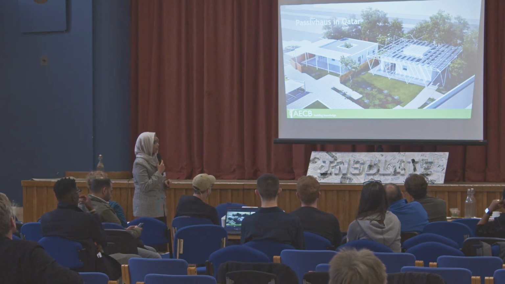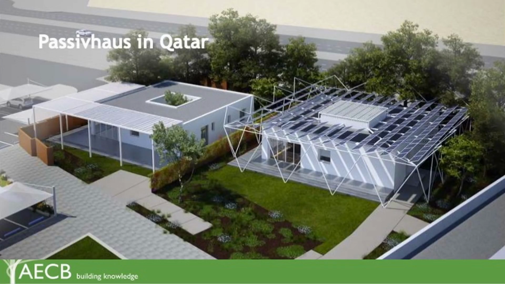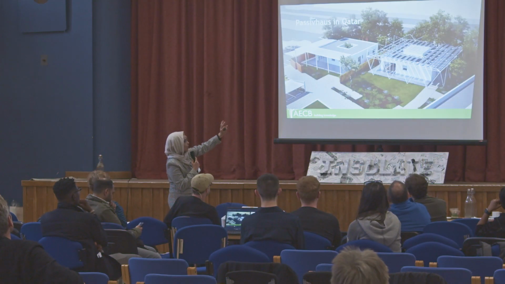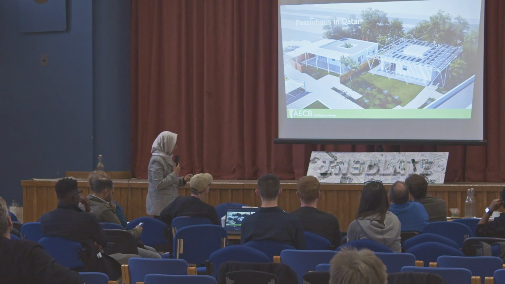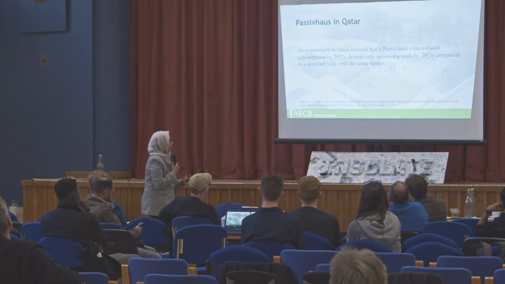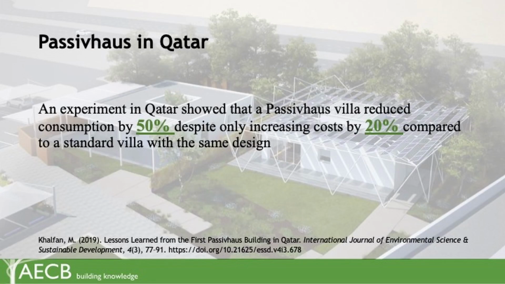This is a Passivhaus in Qatar. So they built these two villas as the exact same everything, but one of them is how a standard one would be built in Qatar, and the other one is a Passivhaus. And they found it reduced their consumption by 50%, even though it only cost 20% more. Now you might think, why is this? The reason is, well, in Qatar anyway, they import everything. So this is just importing something different, and that's why the cost wasn't a big difference.